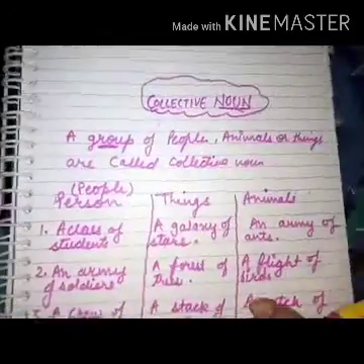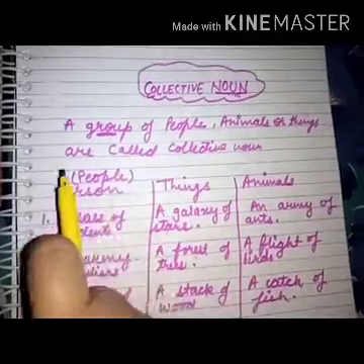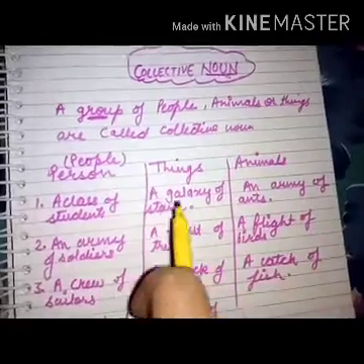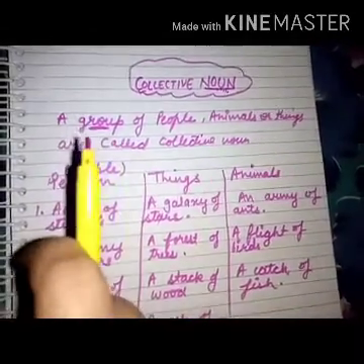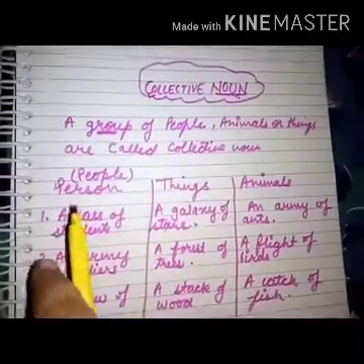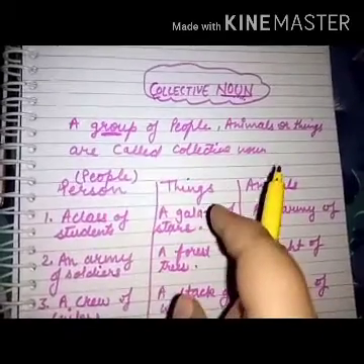So today what we learned about a collective noun. A group of people, animals or things are called collective noun. In any sentence where we talk about group, it is called collective noun. It may be person, things or animal.